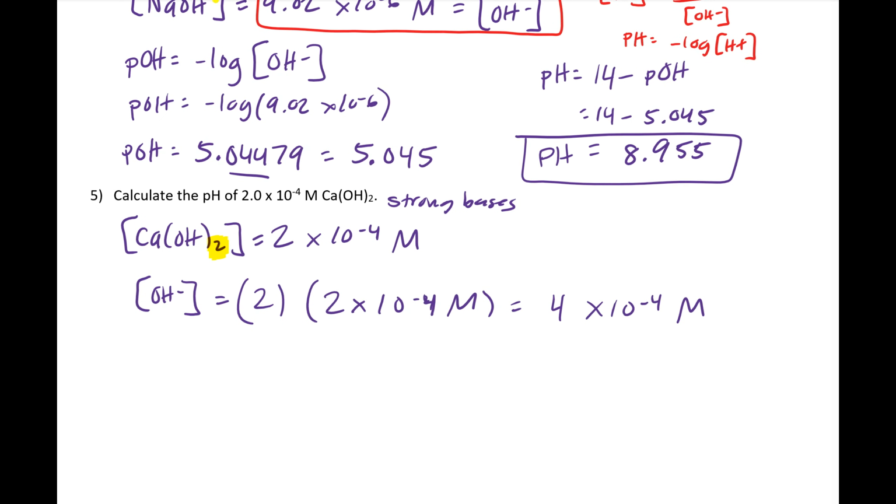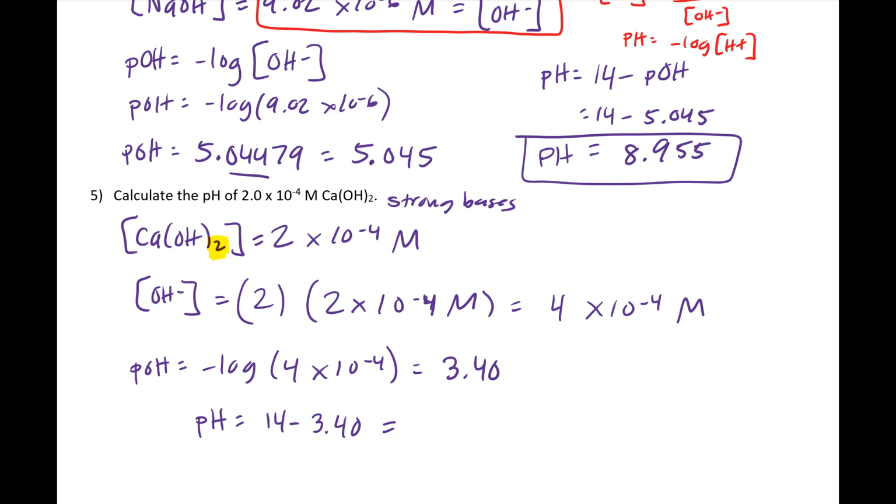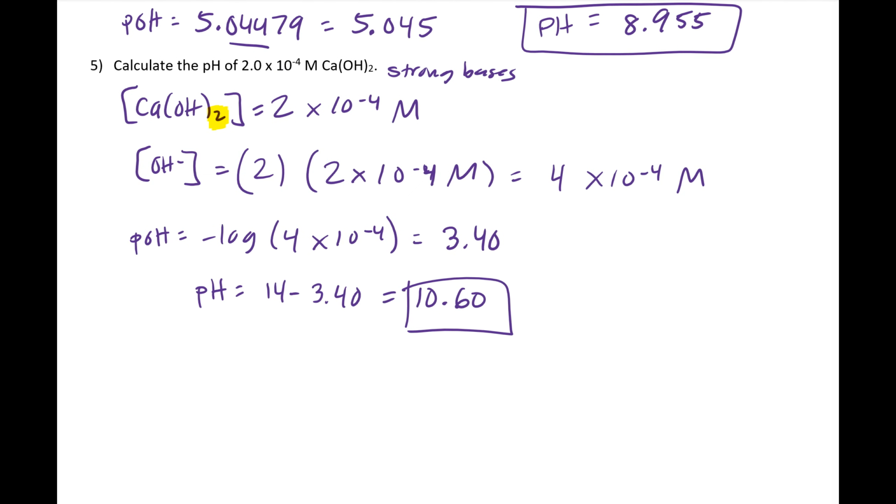So we can solve it the same way as number 4. pOH would be equal to the negative log of 4 times 10 to the negative 4. We get 3.40 as our pOH. So pH would be 14 minus 3.40, and we would get 10.60 as our final pH.